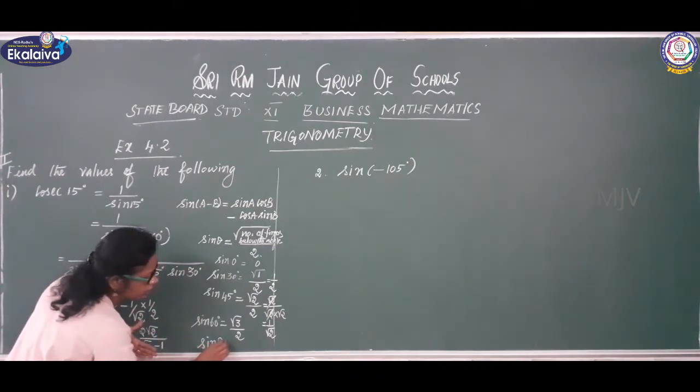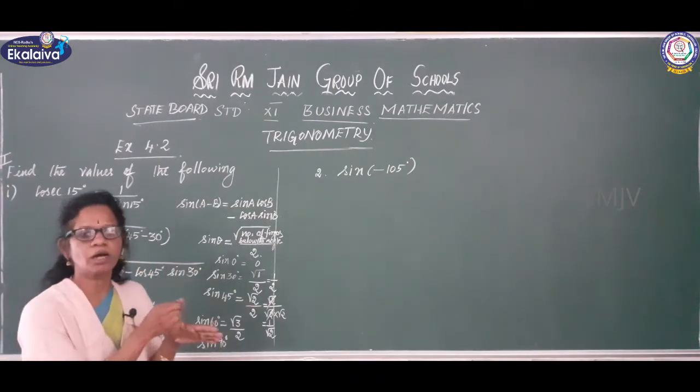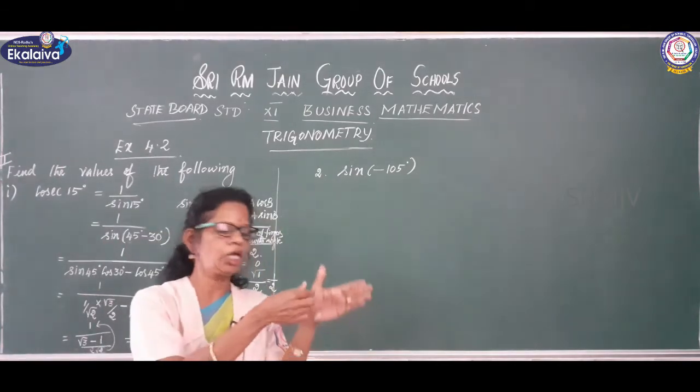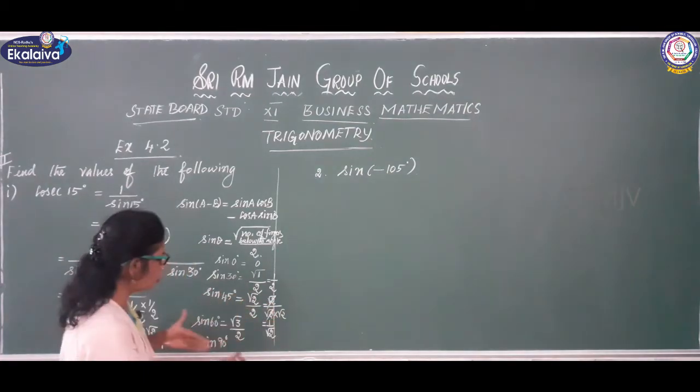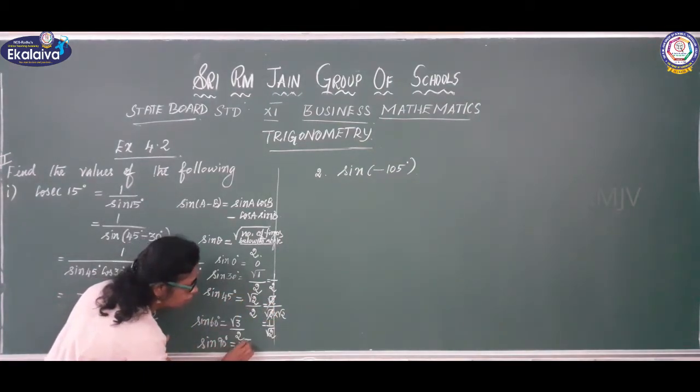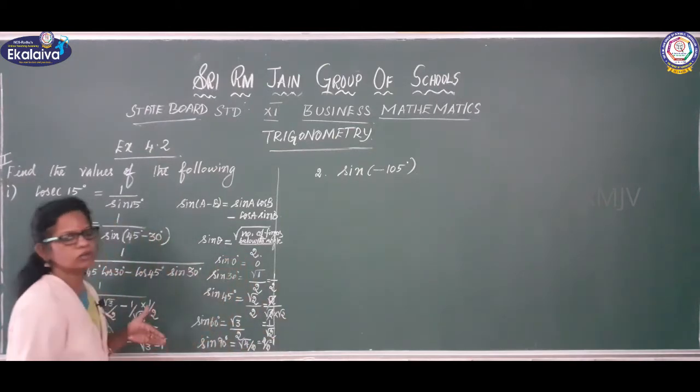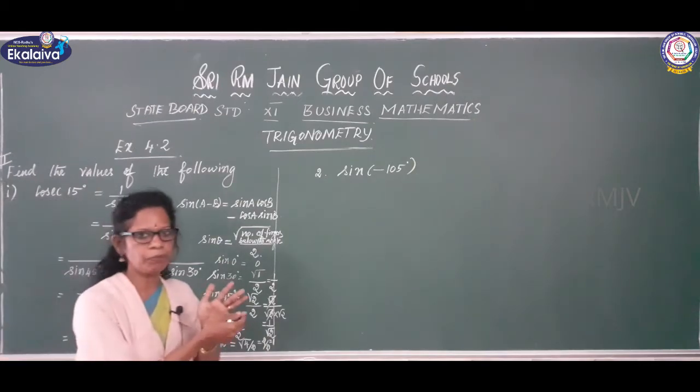Sin 90 degree. This is my thumb finger. Thumb finger is 90 degree. Below the thumb finger, how many fingers are there? 4. Square root of 4 divided by 2, which is equal to 2 by 2, equal to 1. Got it, children? Once again I repeat this.